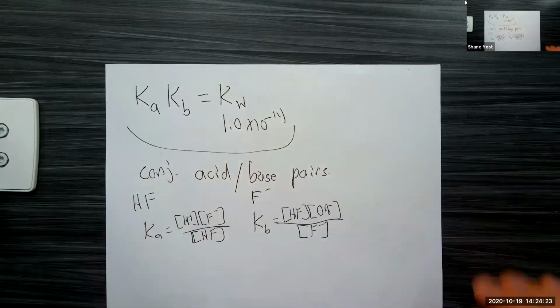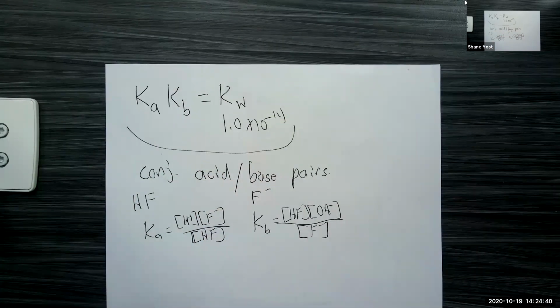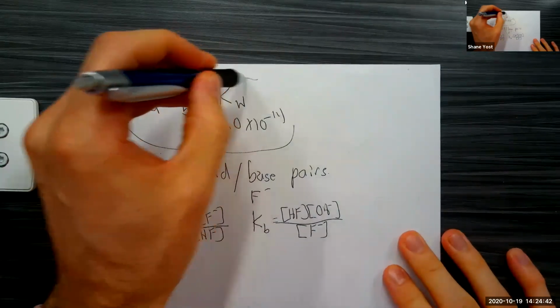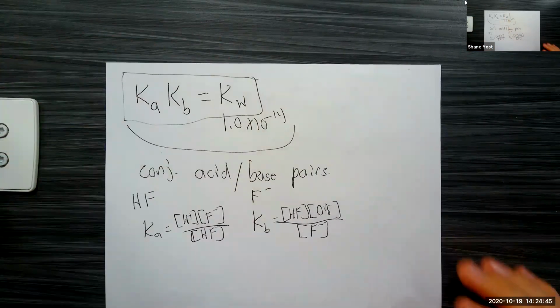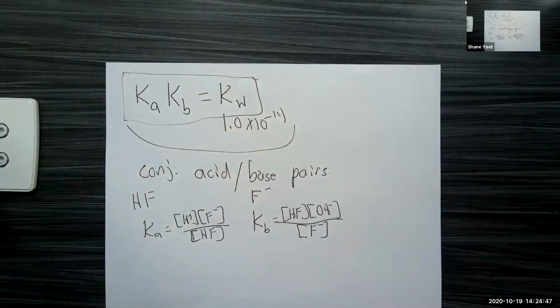If you take the product of these two and simplify, you'll see that it equals Kw, the concentration of OH minus times the concentration of H plus, which is 1.0 times 10 to the minus 14. And so I can use this relationship to convert. Say if I'm only given Ka, I can use this relationship to calculate the Kb of my conjugate base, by just taking Kw divided by Ka.